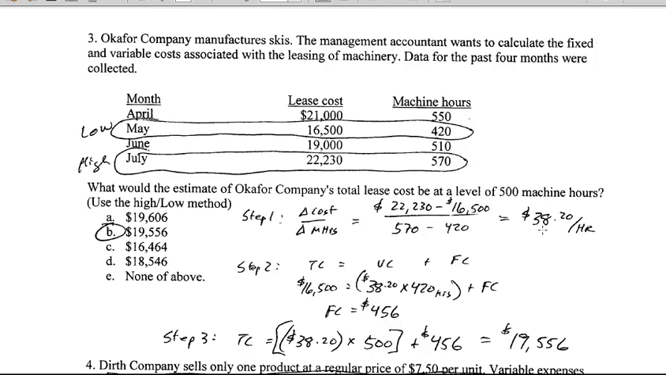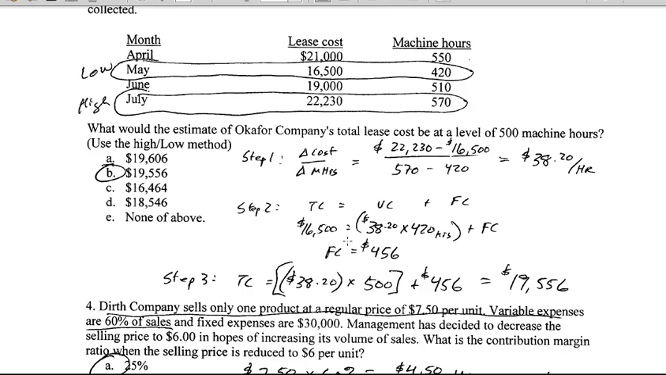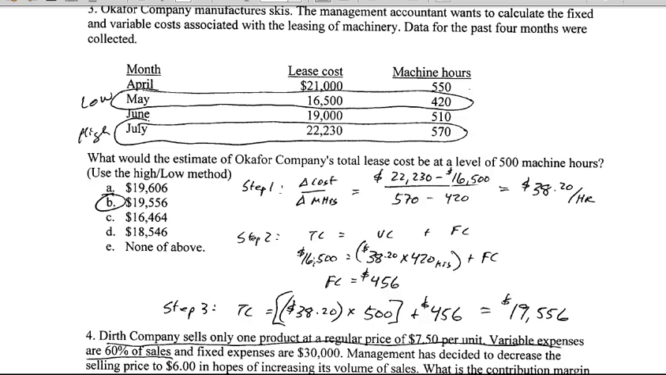Once you have variable cost per unit, then you can plug into the cost equation and you can find the estimated fixed cost. What you fill in for total cost is either the total cost at the high point or at the low point. It doesn't matter. In this solution, he's plugged in the cost at the low point. So the total cost in May was $16,500. Set that equal to variable cost plus fixed. For variable cost, your cost is $38.20 an hour, and in May you had 420 machine hours, so that's giving you the total variable cost. And so you're just calculating and finding fixed. So your fixed cost is $456.